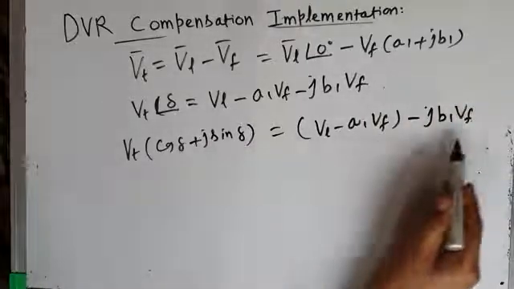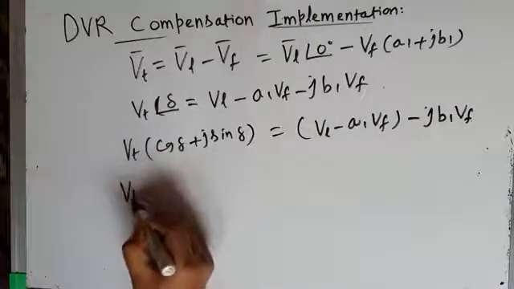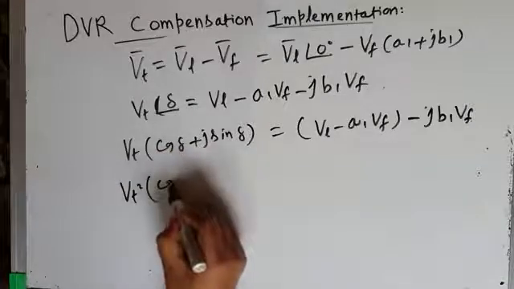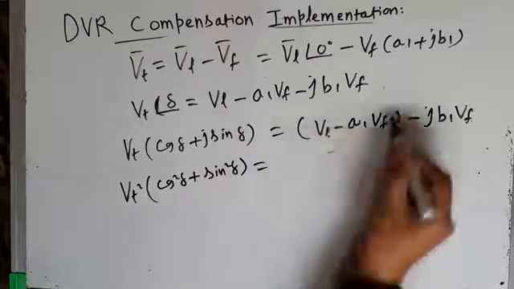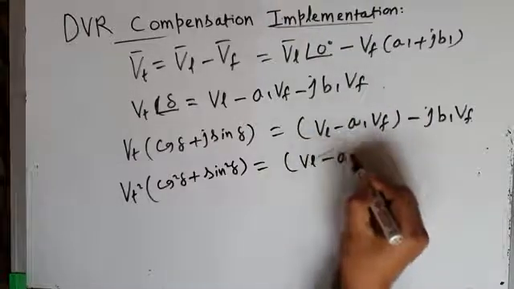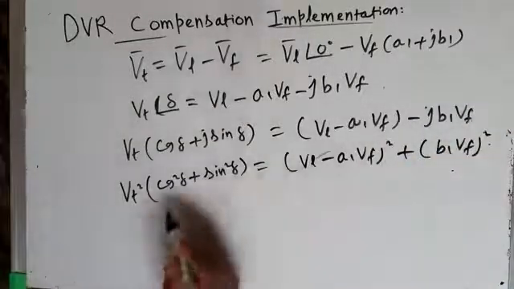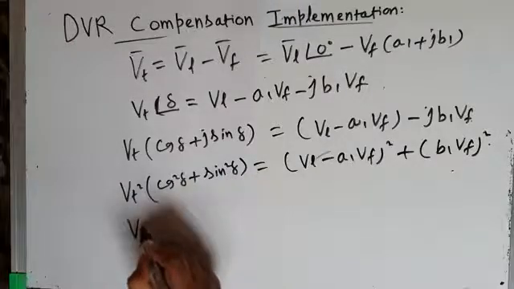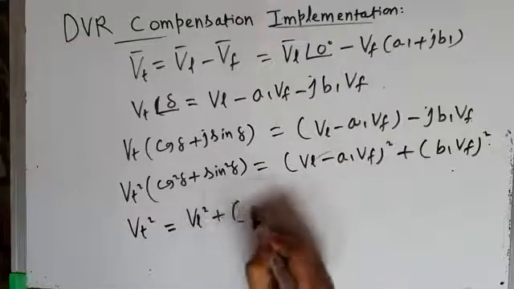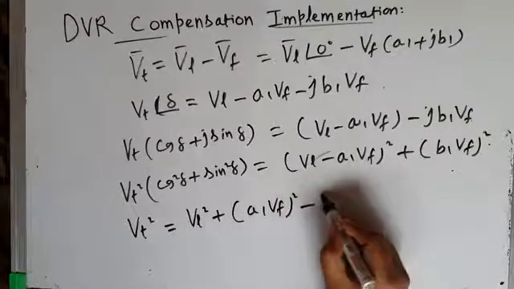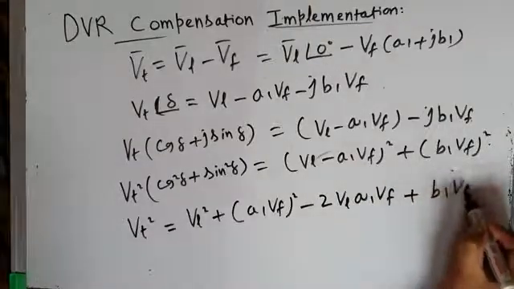Let us square the real and imaginary terms. We square them separately. So this will be VT square into cos square delta plus sine square delta, equal to the square of the real term, VL minus A1 VF whole square, plus the square of the imaginary term, that is B1 VF whole square. What is cos square delta plus sine square delta? That is 1. So we will write VT square is equal to, this is (A minus B) whole square, that is A square plus B square minus 2AB, so (A1 VF) square minus 2 VL A1 VF plus (B1 VF) whole square.